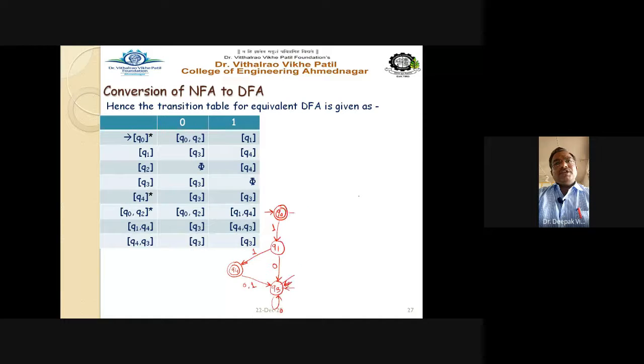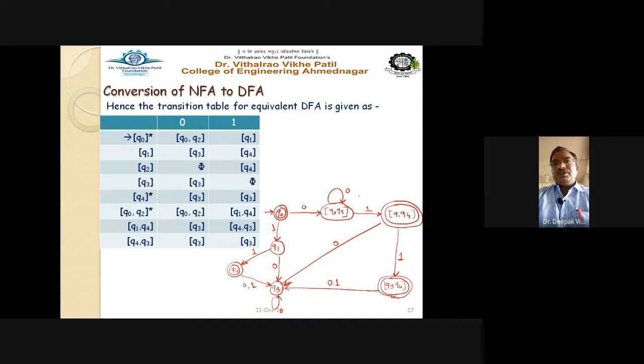And the transition diagram for the resultant DFA is drawn like this, right? So q0 on 0 input goes to q0, q3, and q0 on 1 input goes to q1. In the same way, however many transitions are given in the transition table, the same transitions we will draw in the transition diagram. And this is our resultant DFA. We can say this is our final DFA. It is the answer. That is, we are able to convert the NFA into DFA. Result: the NFA given in the problem, we have successfully converted into a deterministic finite automaton, that is DFA, right?